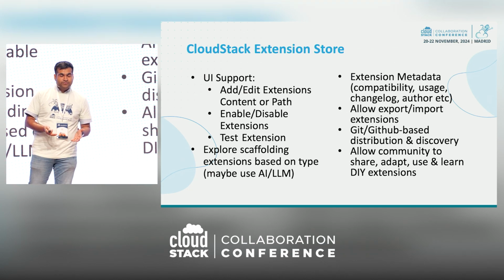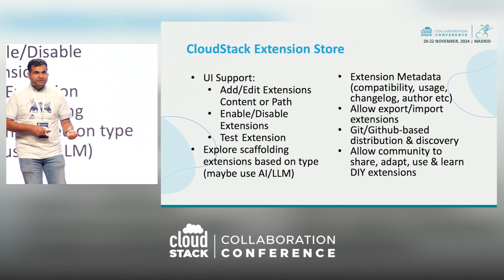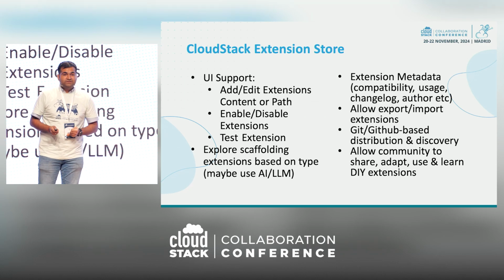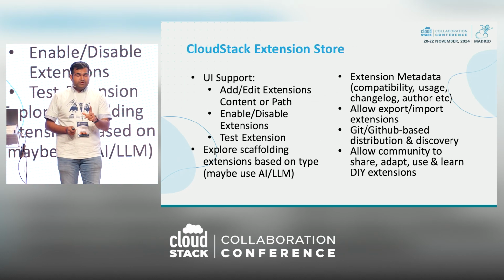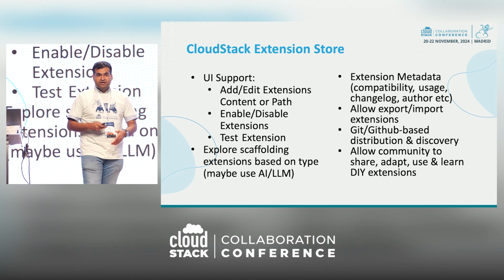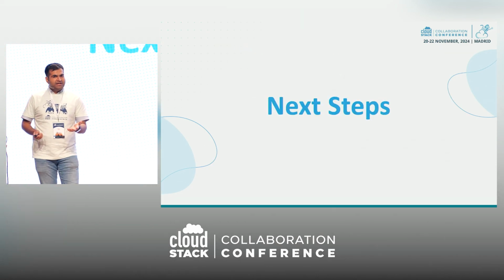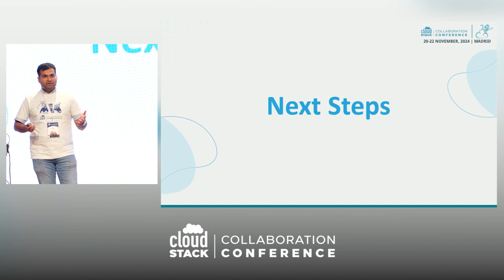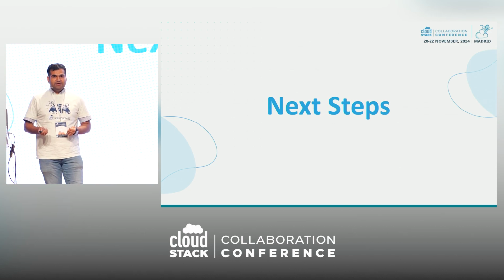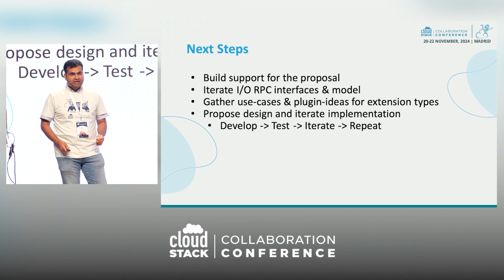A GitHub-based distribution model could be explored. A community that can learn and adapt from each other. So if there are thousands and thousands of people in the community, one person can come up with a nice extension, share it with others for others to benefit, edit it, reshare, distribute, much like you see extensions on a web browser, for example.